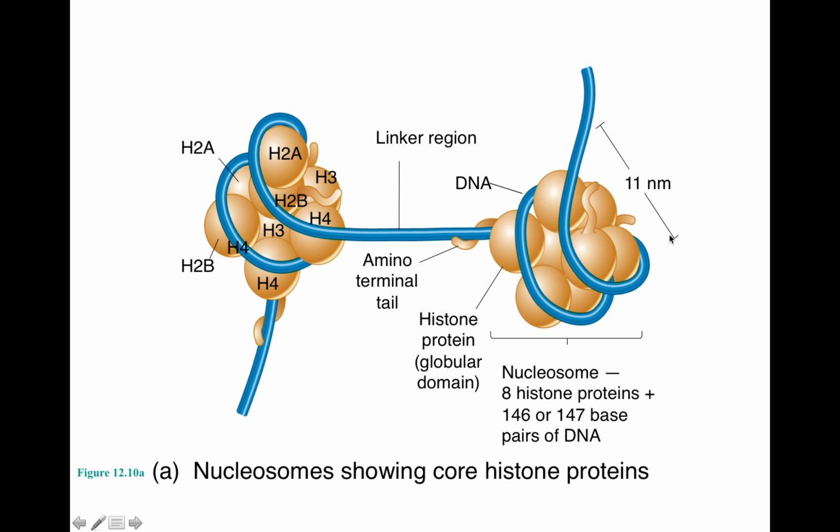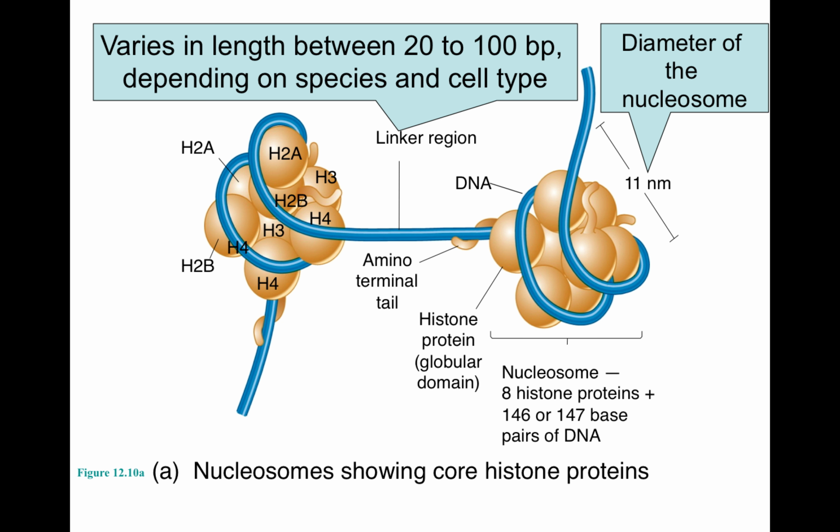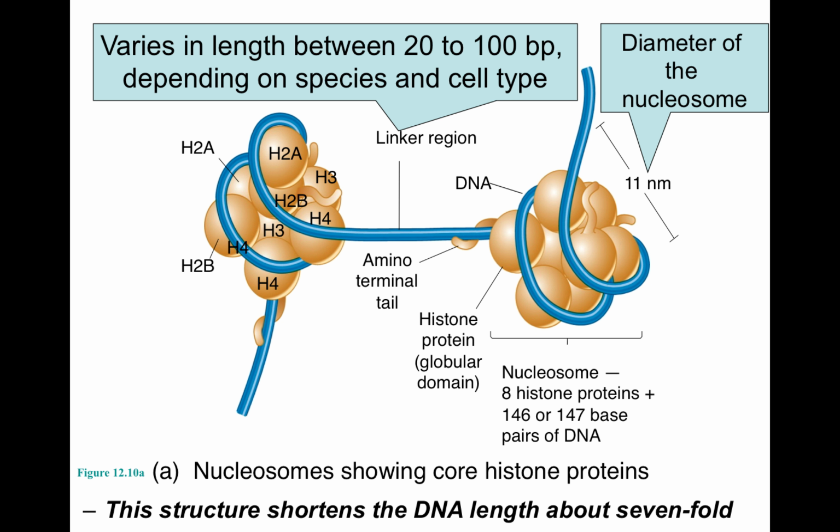It is 11 nanometers in diameter. Okay, the DNA wrapped around the core nucleosome proteins produces a fiber of 11 nanometers in diameter. The linker region can vary greatly between 20 and 100 base pairs, depending on species and cell type within a given organism. By wrapping the DNA around these nucleosome cores, the structure of the DNA is decreased about 7-fold.